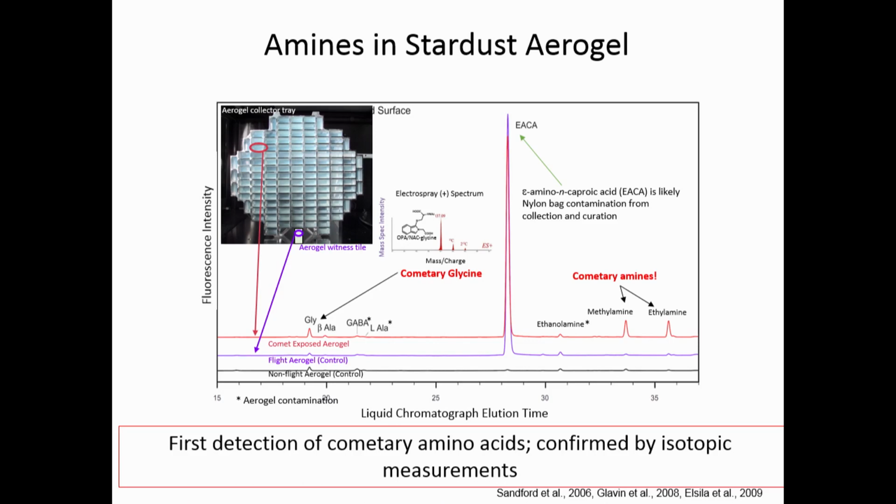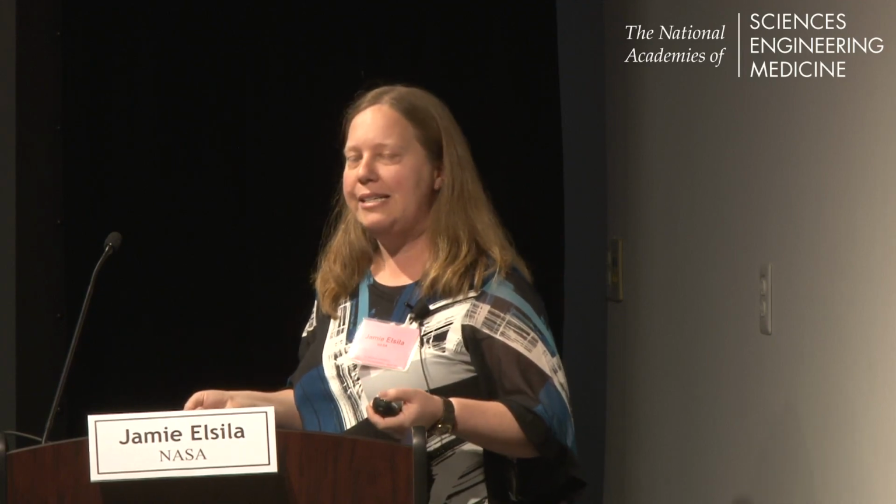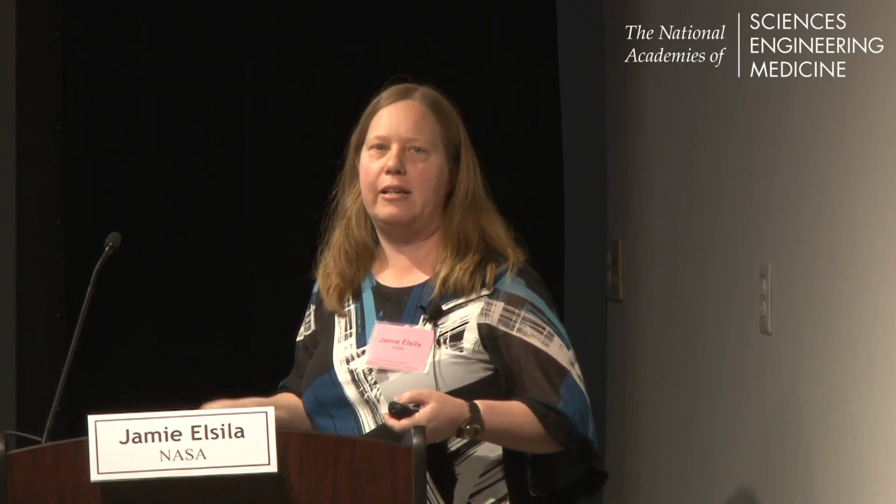And the other important thing to see here is the biggest peak was epsilon amino N-caproic acid, which is the monomer of nylon, which was also present in the control sample. And this is contamination from the curation process, from the collector in the nylon bags. So this is why witness materials and control materials are really important. And you can't always eliminate contamination, but you can understand it.